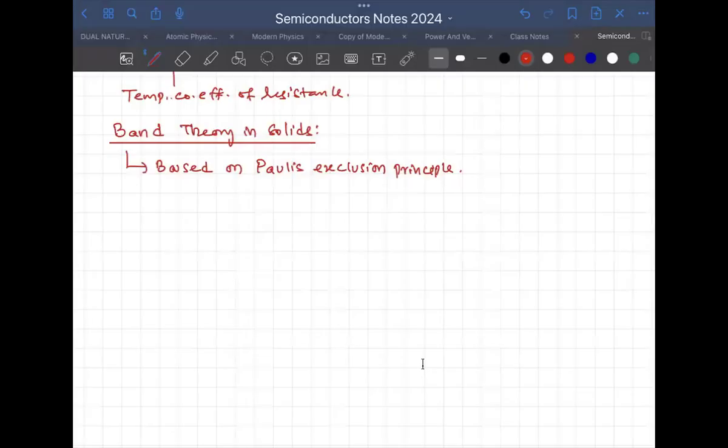So now this 3s1 electron will be divided into 10 power 26 closely spaced energy levels. For your understanding, say for example, I'm just giving you an example. So that particular electron will have a sharp value of 2 electron volts.